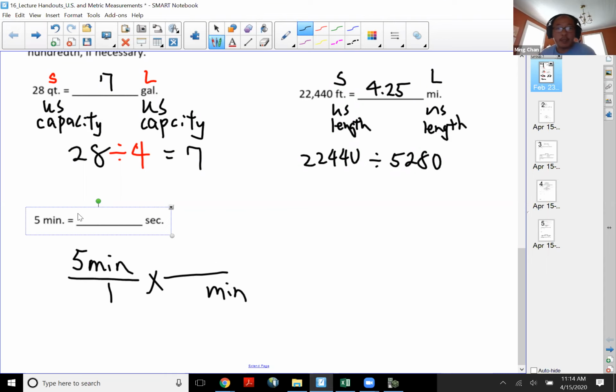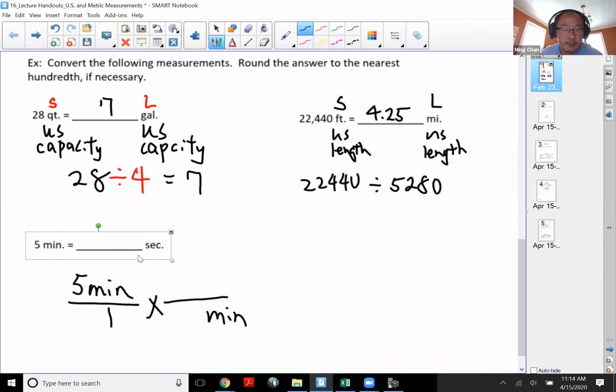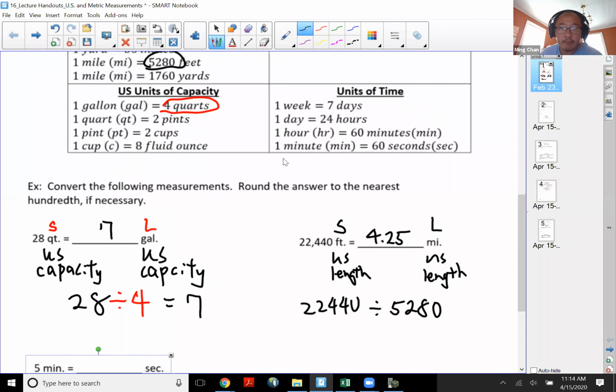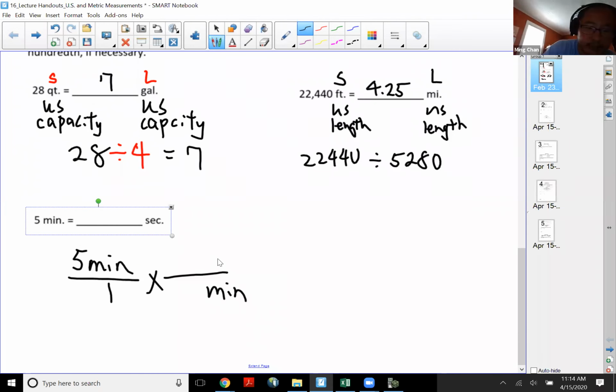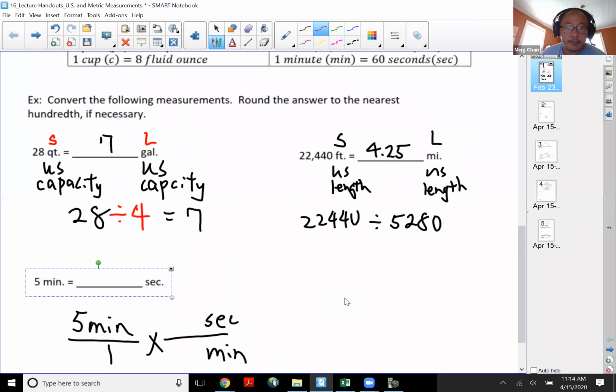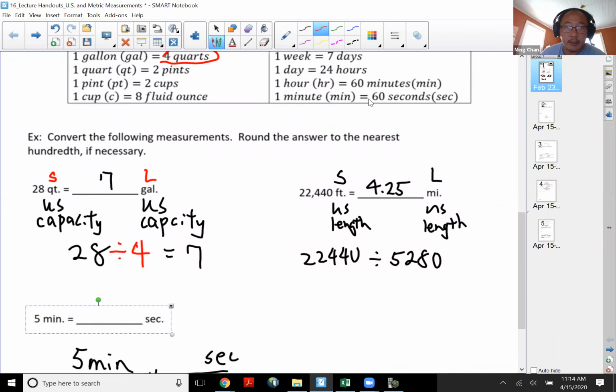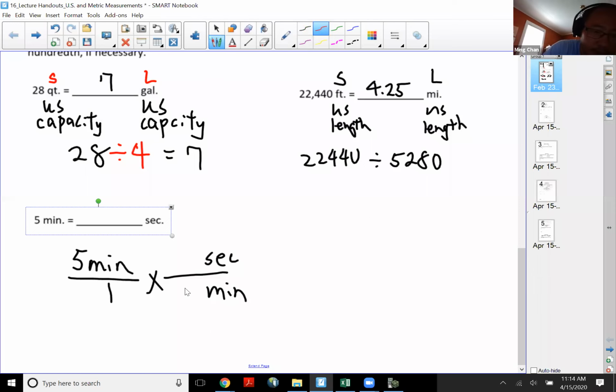Do I have a direct conversion between minutes and seconds? Sure, all of us know 1 minute is 60 seconds. So if I have a direct conversion, then I put my seconds up here. Have the units in place before you write the ratio. So we know it's 1 minute for 60 seconds, and the minutes cancel out. This problem is just a straight multiplication, 5 times 60, which tells me it's going to be 300 seconds.